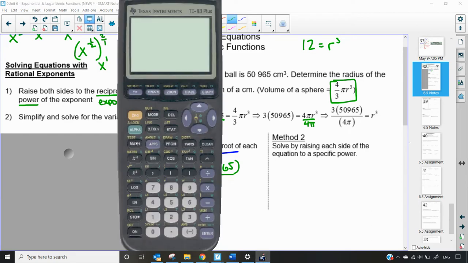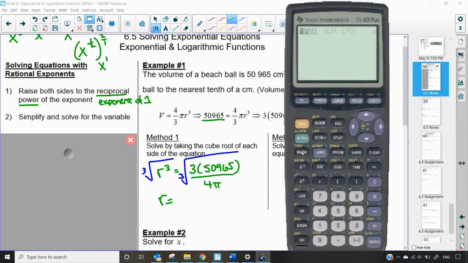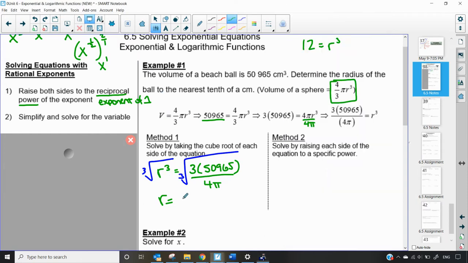So if I wanted to put this in my calculator, first of all, I'm going to go to the math function, choose cube root, and I'm going to have 3 bracket 50,965 divided by bracket 4 pi. And we hit enter, and we get 22 point repeating 9. So we have 23.0 centimeters. So this is the way that we would have solved it in grade 10, and it's still a valid way to solve here.